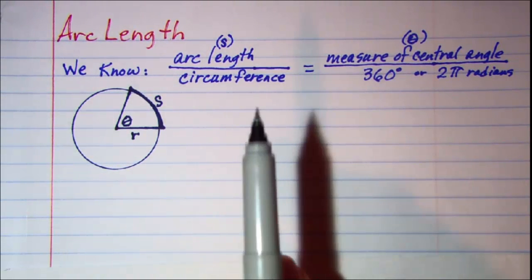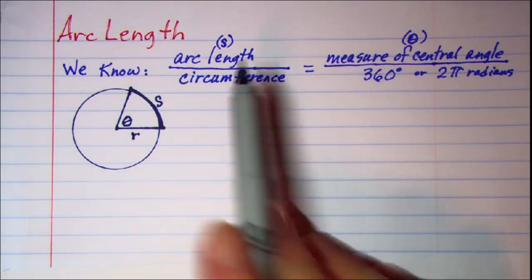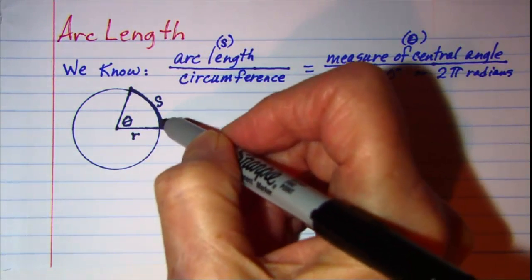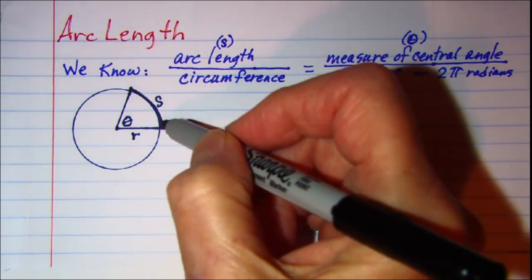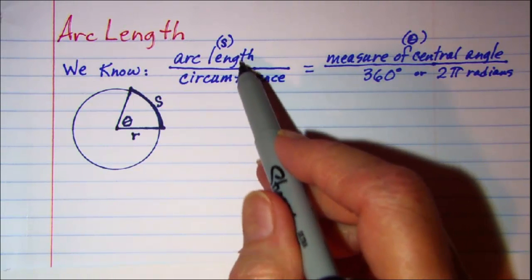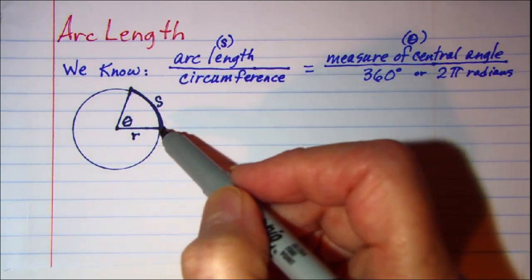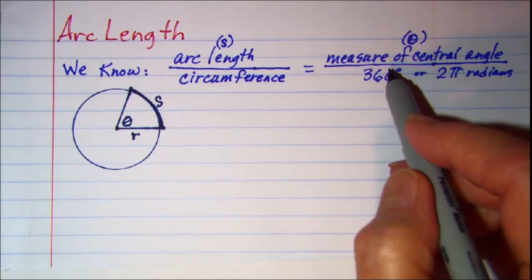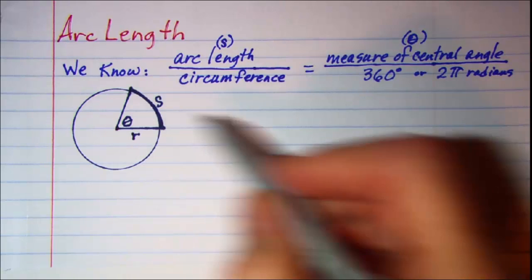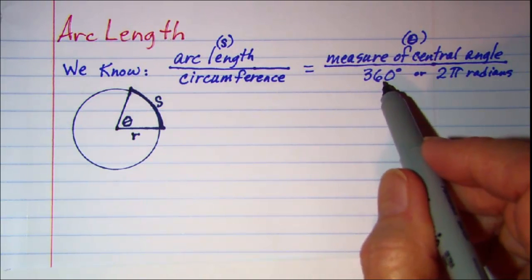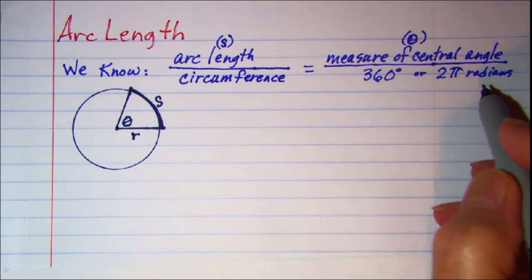In this video, we'll be talking about arc length. Now we know that the arc length of a circle, and by that I mean this length of just the arc, just this piece of the circle, S, is proportional to the circumference of the circle, which is the entire distance around the circle, in the same way as the measure of the central angle, which I've shown here as theta, is to 360 degrees, or if we're in radians, that would be 2 pi radians.